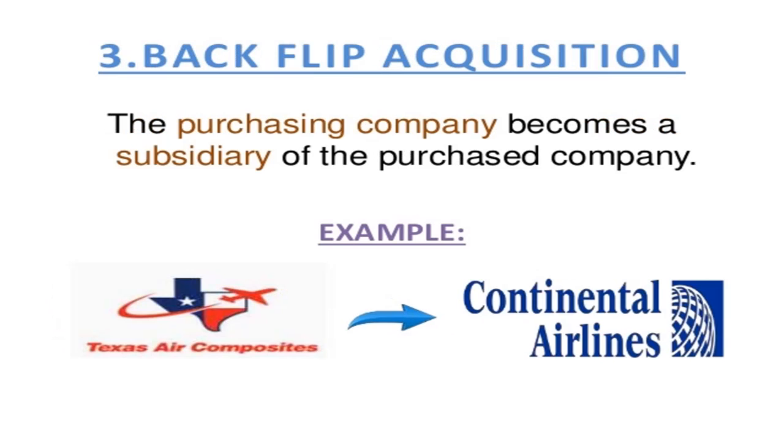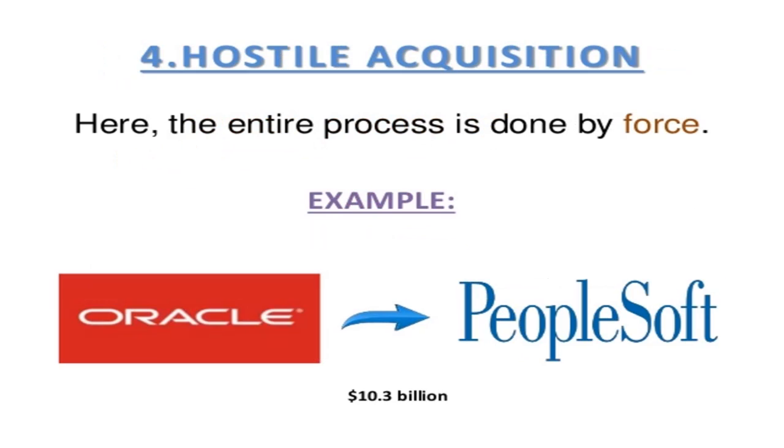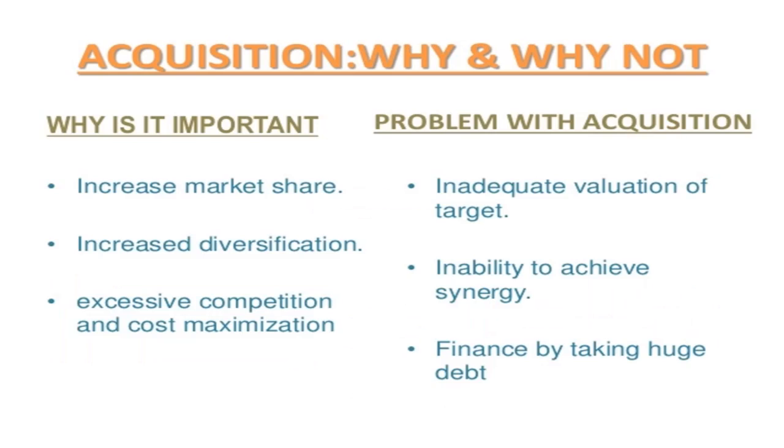Then third one, back flip acquisition. The purchasing company becomes a subsidiary of the purchased company. Example, Texas Air Composites with Continental Airlines. Then fourth one, hostile acquisition. Here the entire process is done by force. Example, Oracle with PeopleSoft.